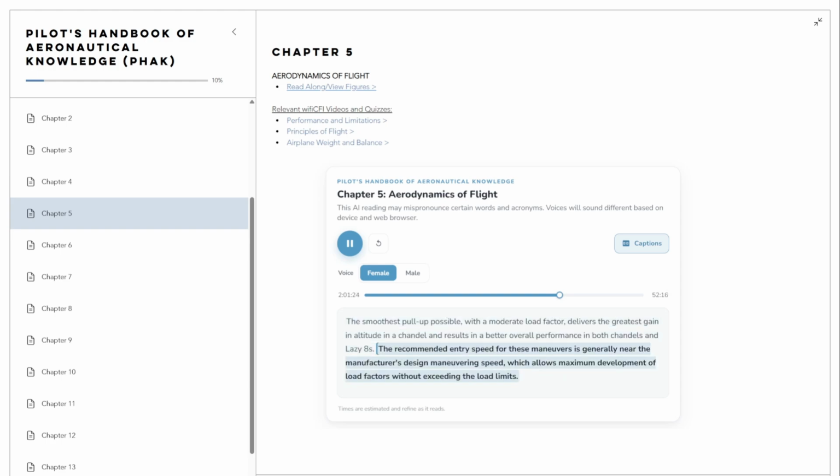The recommended entry speed for these maneuvers is generally near the manufacturer's design maneuvering speed, which allows maximum development of load factors without exceeding the load limits.